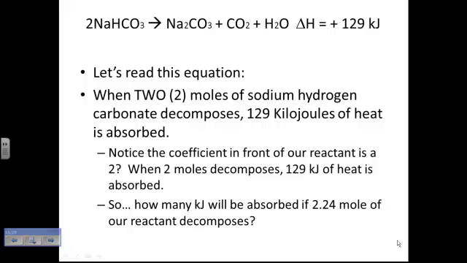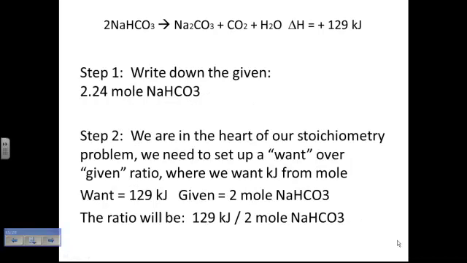So how many would be absorbed if 2.24 moles of the reactant decomposed? You can see it's just a simple want over given ratio. Write down, as we always do underneath that recipe, the unit given, 2.24 moles of NaHCO3. We're right directly in the heart of our problem, the want over given, where I simply want kJ given a mole unit. The want over given ratio needs to cancel mole and bring us to kJ.